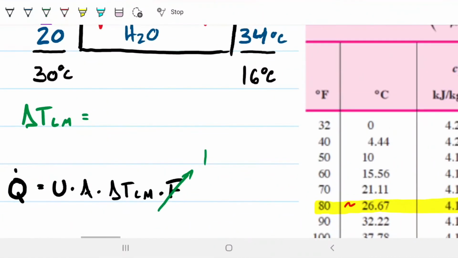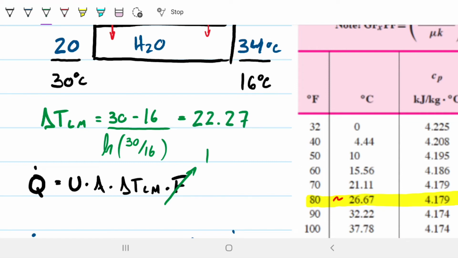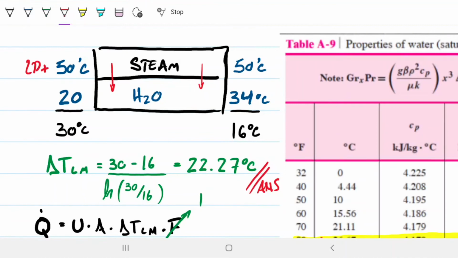So this is just going to be 30 minus 16. So 30 minus 16 divided by the natural log of 30 divided by 16. Remember that this has to be a number between 30 and 16. It's a mean after all, right? And I got this to be 22.27 Celsius or Kelvin because it's a difference, right? If we were to do Kelvin, this would have 273 on both ends, so they would cancel each other out, and we would have the 30 Kelvin difference, 16 Kelvin difference there.